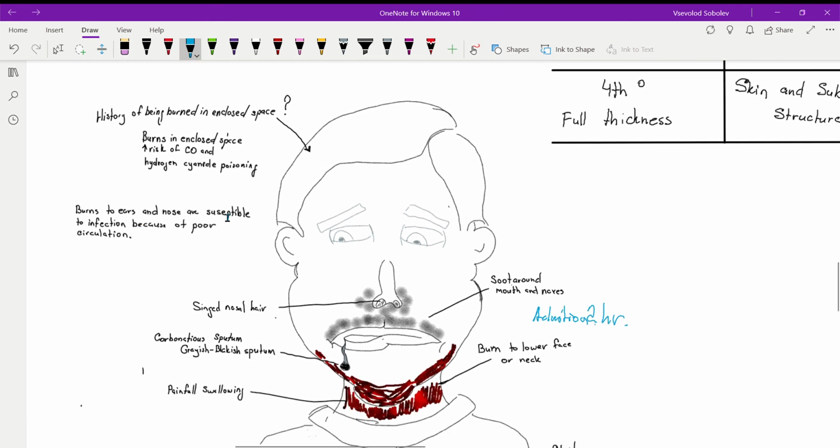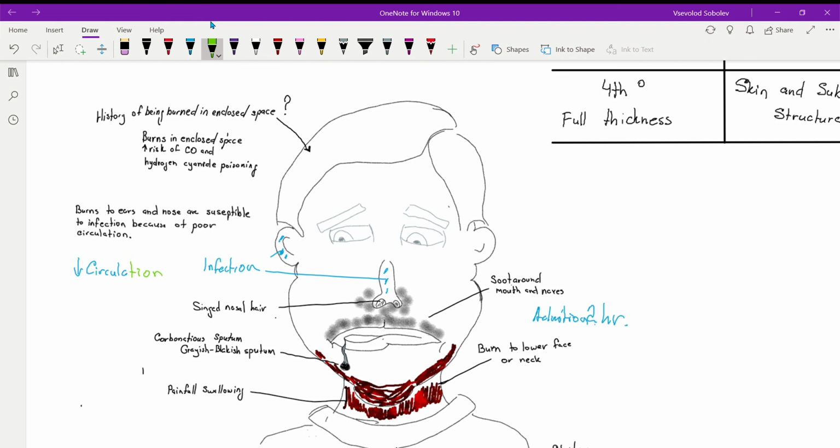So burns to the ears and nose are susceptible to infection because of the poor circulation. Poor circulation means higher risk of infection to the nose and ears, because of decreased circulation.